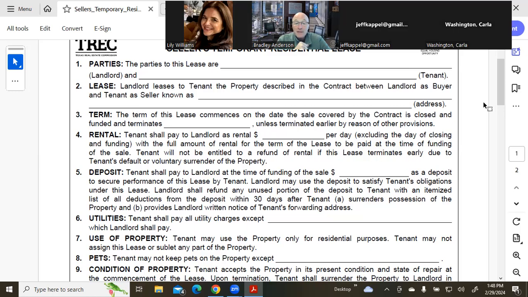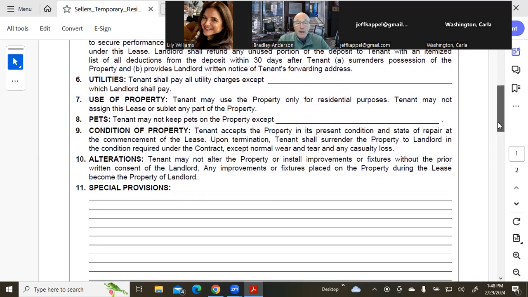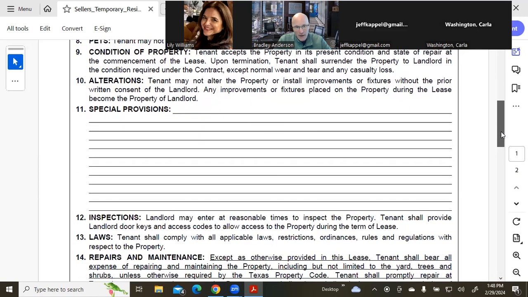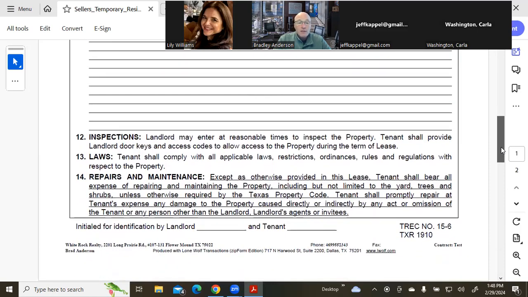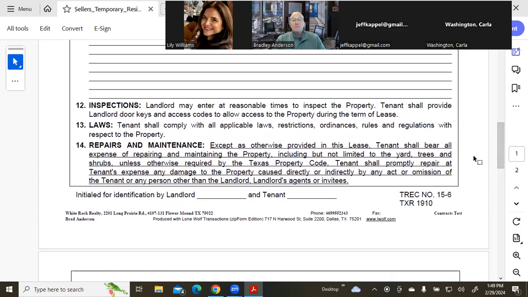All right, paragraph 6, make sure that utilities are paid for by whoever you decide. Okay, make sure that you know about the pets, the condition of the property, any alterations, and I would put in here in special provisions that the house is to be professionally cleaned upon move out. All right, now, because it's important, it's underlined. Paragraph 14, this is where I've seen this backfire.